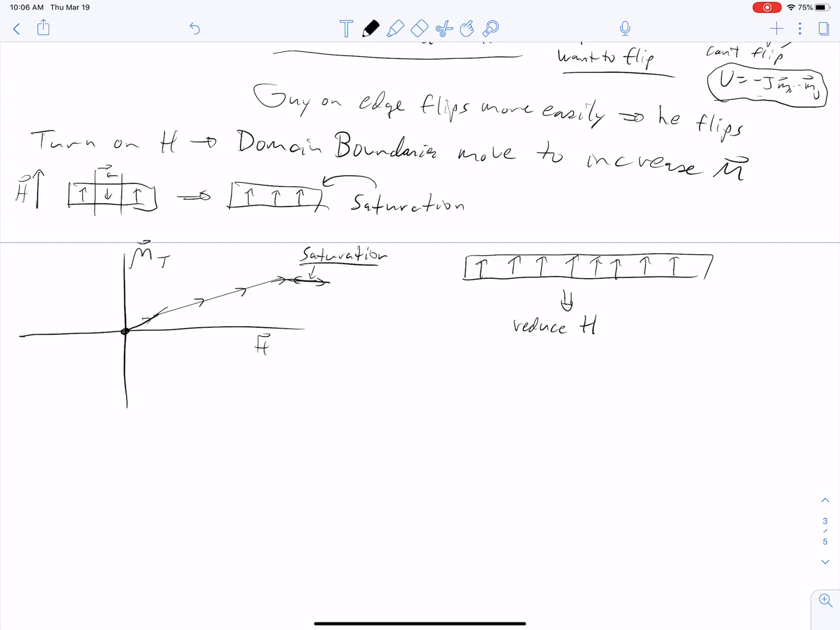But what happens when I'm here, for example? What happens when I'm at this H? Do I just follow this curve going back? The answer is no, because in order to increase the saturation, we had many domain boundaries that were moving. But now, when I look at my sample, there are no domain boundaries. So I cannot reverse the situation, because I can't just create all those domain boundaries. It's energetically unfavorable, because remember, the guys in the middle don't want to flip.